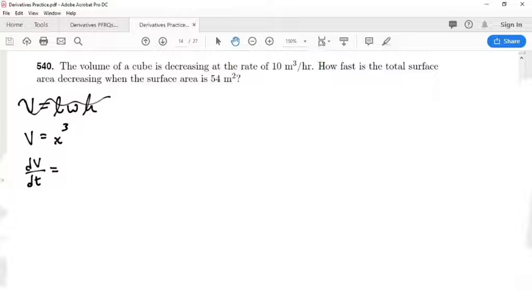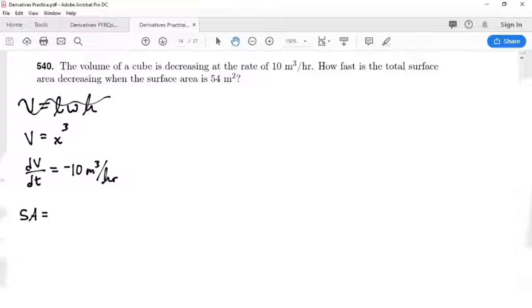And I'm going to keep writing my labels just so I don't forget at the end to label my answer. So it's decreasing, so it's negative 10 meters cubed per hour. All right, and then we have our question: how fast is the total surface area? What surface area? That came out of nowhere. We were talking about volume, you stupid problem. Oh well. Okay, so surface area.